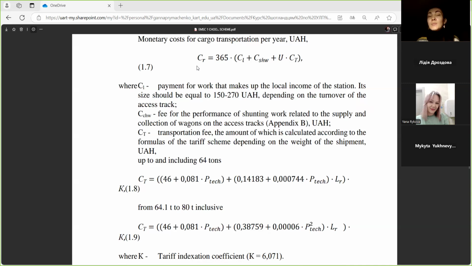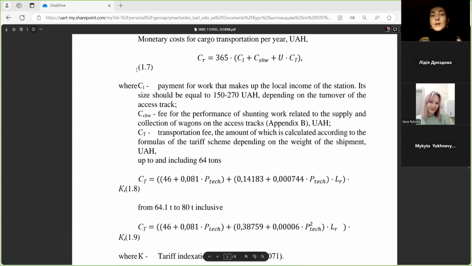and first position, it is 365. It is how many days during one year. Please write 365 for all variants, multiplied by, and we open parentheses. And the first parameter is C with index L. It is payment under the formula.